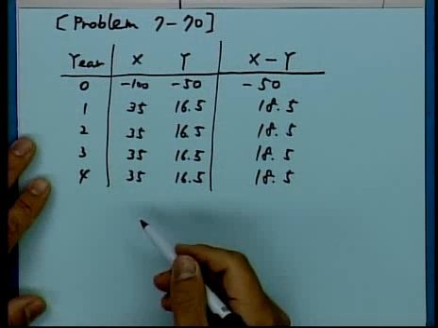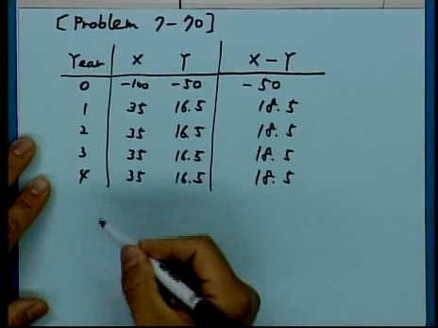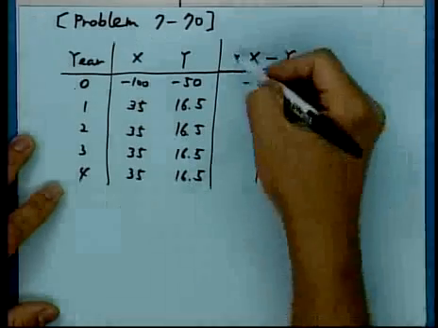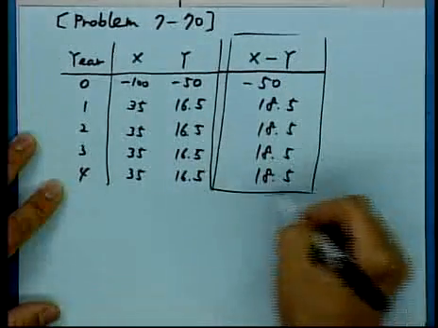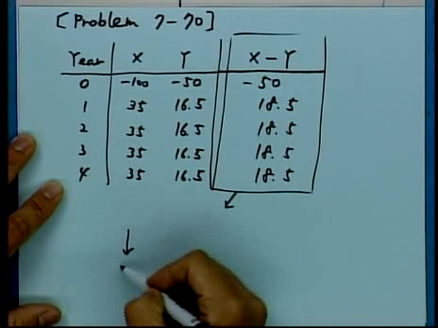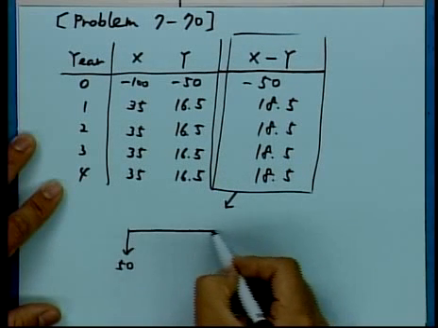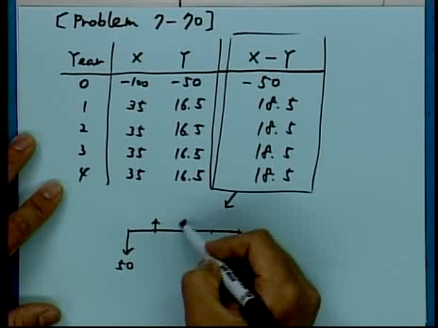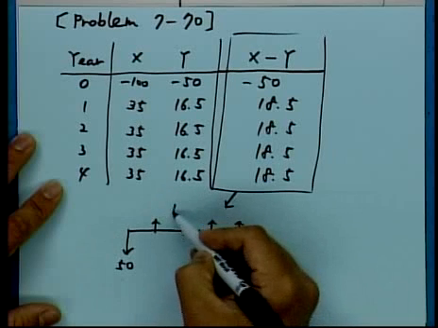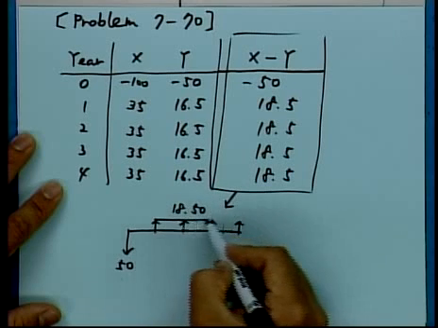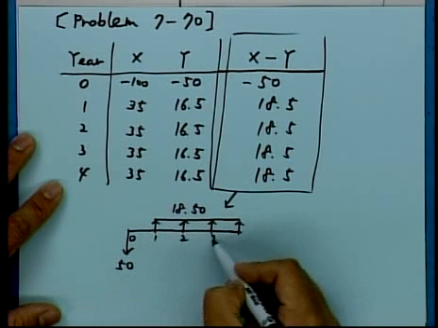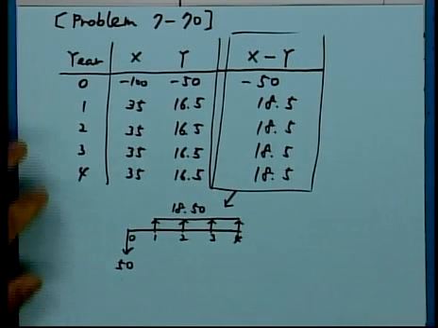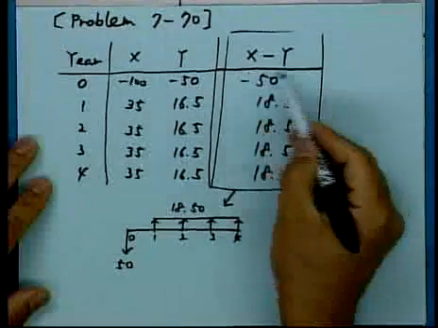So if you draw the cash flow diagram for this, we have an initial cost of $50, and for the following 4 years, there is an annual benefit of $18.50. Now we need to compute the incremental rate of return based on X minus Y.